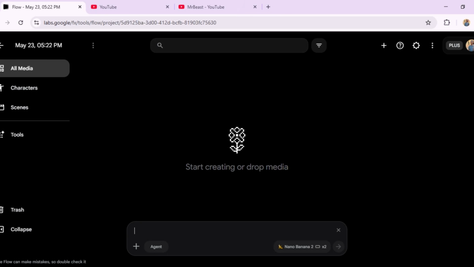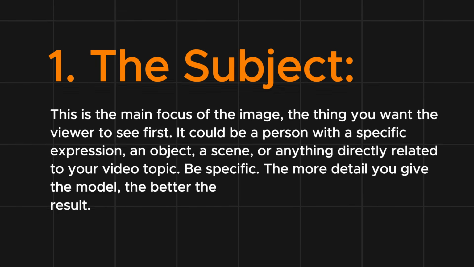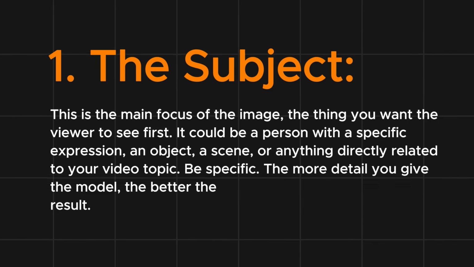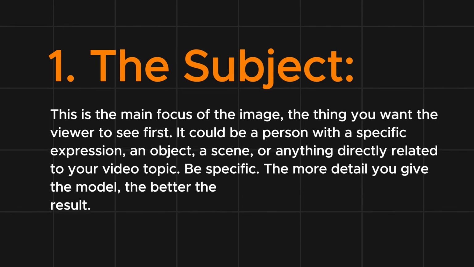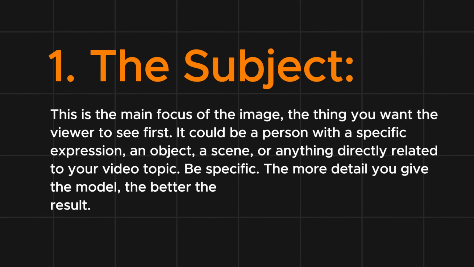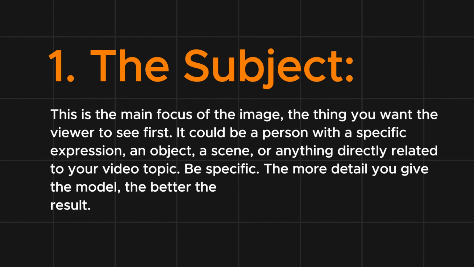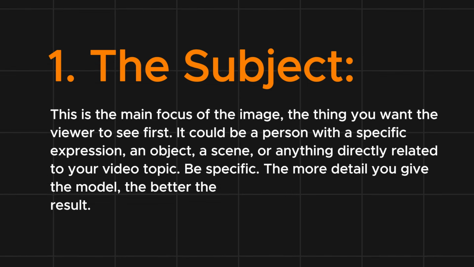Before you type your first prompt, you need to understand how to communicate with this model. There are 5 elements that every strong thumbnail prompt needs. When you include all 5, the output looks like something a professional designer spent hours producing. The first element is your subject. This is the main focus of the image, the thing you want the viewer to see first. It could be a person with a specific expression, an object, a scene, or anything directly related to your video topic. Be specific. The more detail you give the model, the better the result.